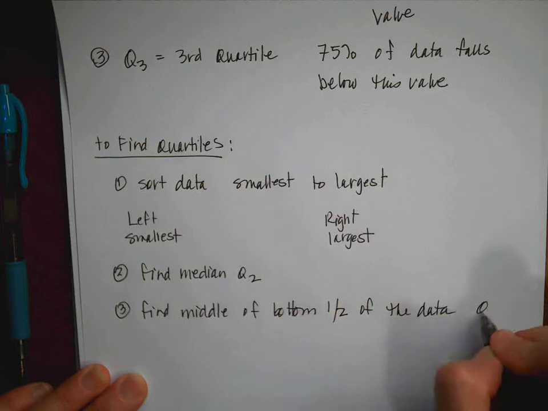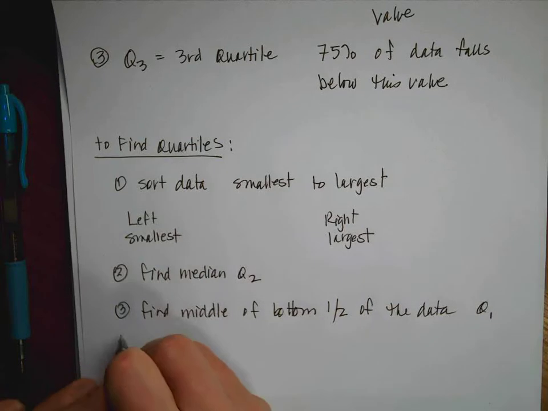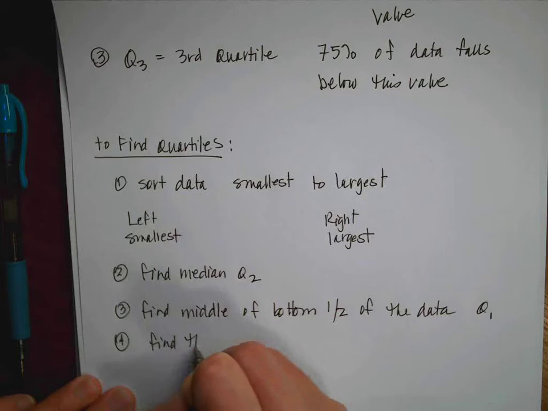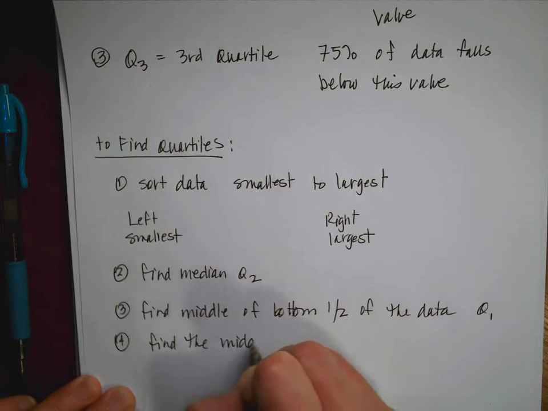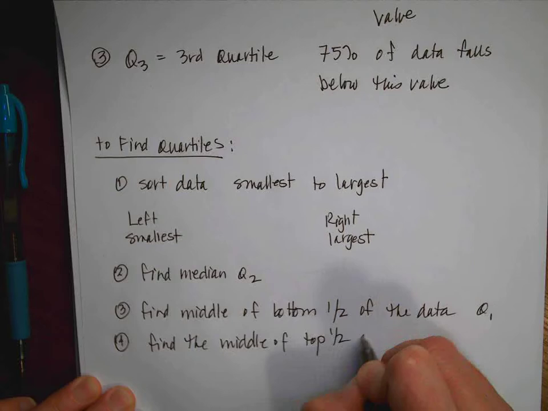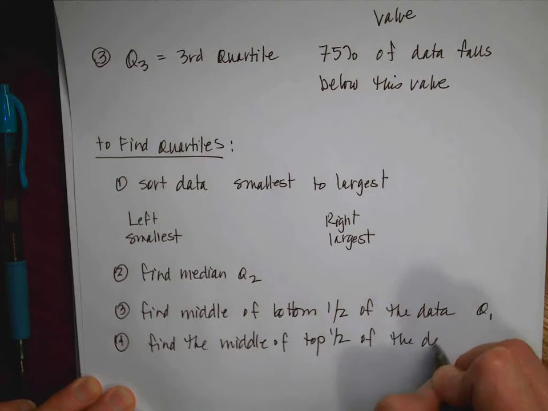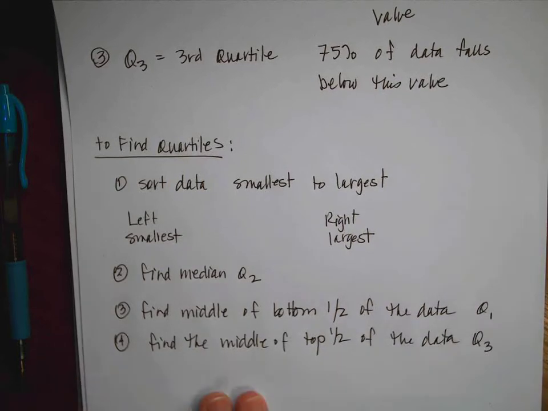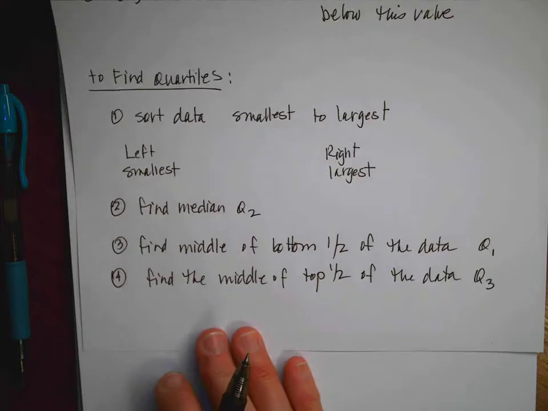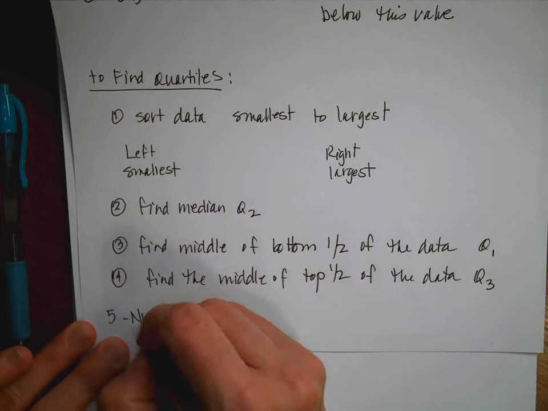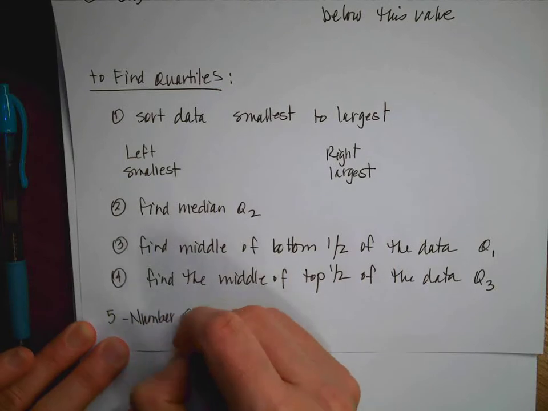So by that I mean find the middle number, and that's going to be Q1. And then number 4, we're going to find the middle of the top half of your data, and that's going to be Q3. So before we do an example, sorry, this is also called a 5-number summary.